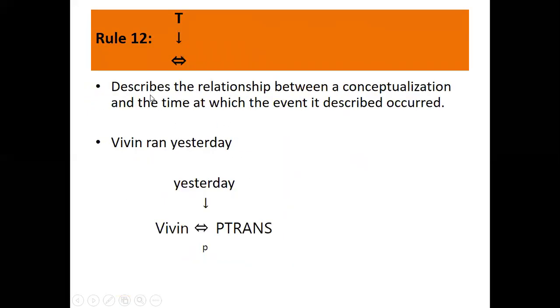Next you have rule 12, which describes the relationship between a conceptualization and the time at which the event it describes occurred. Simple example: Vivin ran yesterday. So this is past tense. You can even put it here as yesterday. Vivin P trans. Why P trans? Change of physical location. He ran. That is why the physical location is changed. I hope these 12 rules are clear.